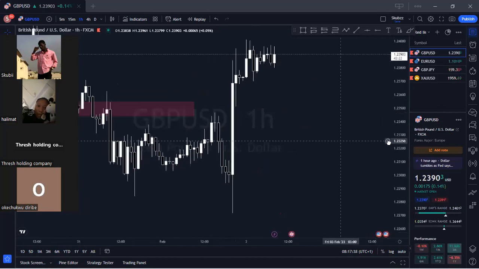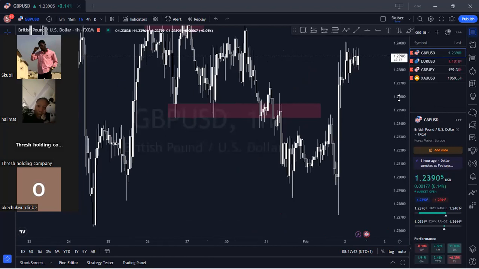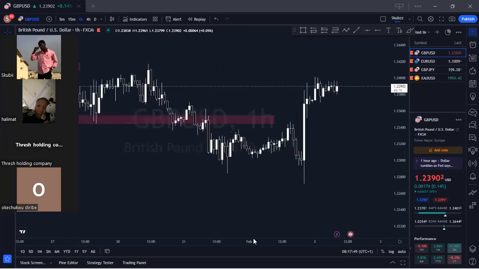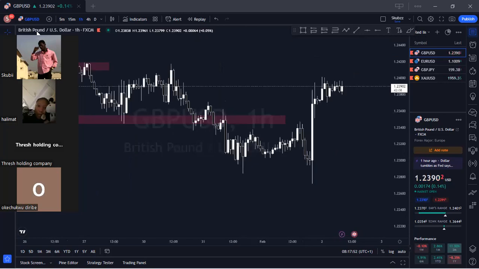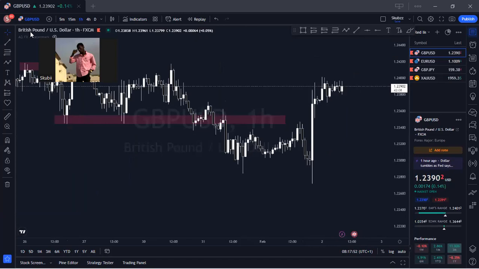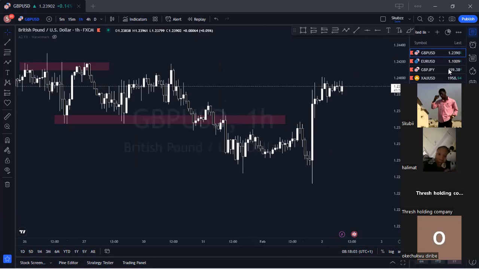Honestly, for a while, I've just been leaving this money low. But then let's delete all of this and then see what GBP USD did. Okay, cool. Let's continue.